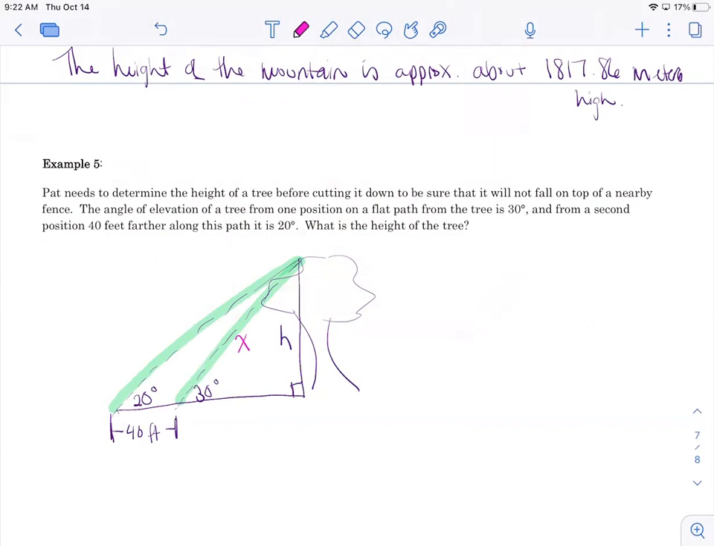Okay, so to get the ball rolling, I have to use this oblique triangle to figure out X. Well, if that's 30, we know this is 150. Well, if that's 150 and that's 20, that's 170. So we know this is 10 degrees. So my full ratio is sine of 10 degrees over 40 equals, I'm looking for that X, so that's why I have to do sine of 20 degrees over X.